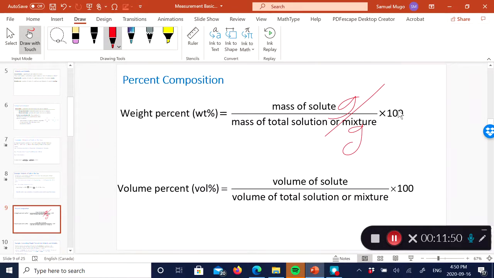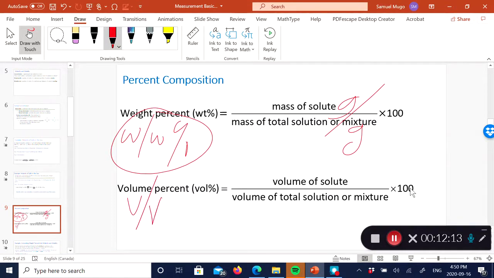And so sometimes you would call it weight percent, as people sometimes represent it like that. Now, the other type of percent is volume percent, which is the volume of the solute divided by the volume of the solution, which is the solute plus the solvent, times 100. And so sometimes people will represent it as volume percent.